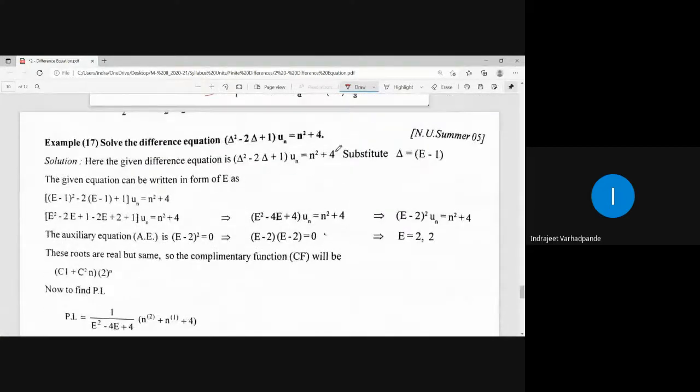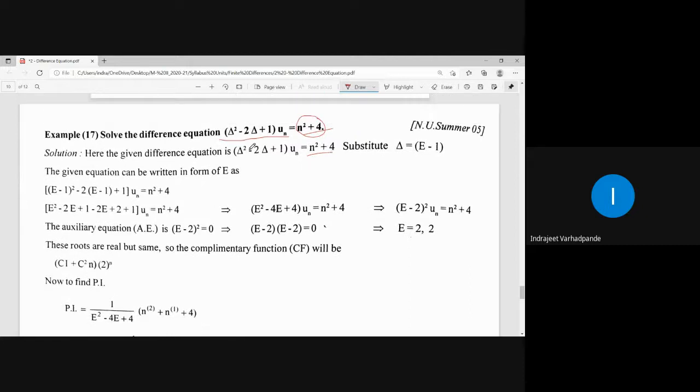Another example of the similar kind, delta square minus 2 delta plus 1 into un is equal to n square plus 4. So n square plus 4 is nothing but the polynomial. So this will be case number 3. It is not case number 4. Do not get confused. यहाँ पर product में कुछ भी नहीं है. So it is case number 3. As a whole, you should be able to identify which case is applicable after knowing all the problems and the properties of each and every particular integral case.